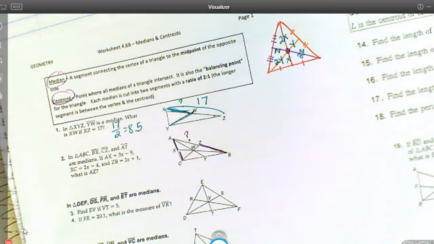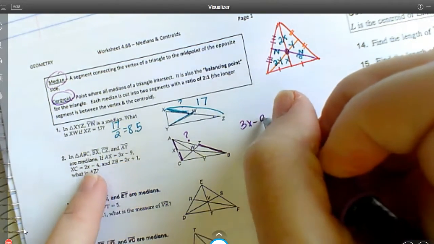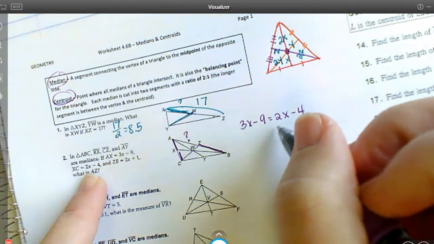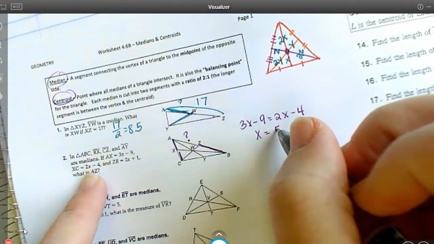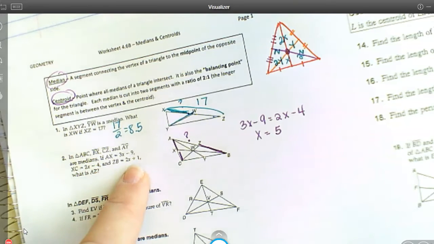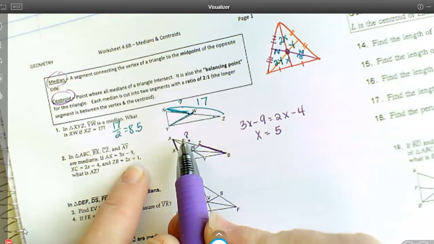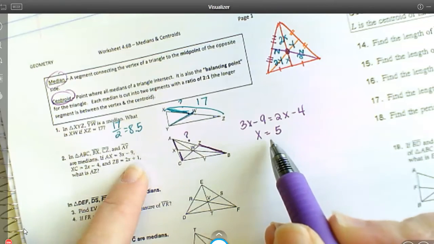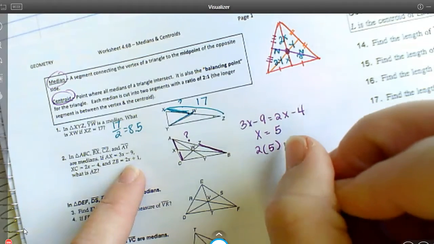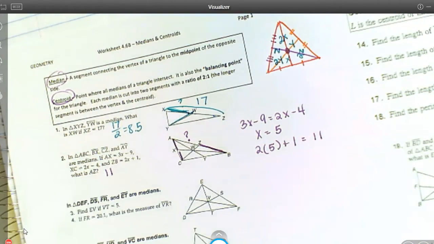So we're going to start with the two parts on the side that are equal. So we're going to start with 3x minus 9 equal to 2x minus 4. Subtract the 2x, add the 9. Okay, I haven't used the ZB yet, but if I can find ZB, I know that's the answer to AZ, because I know those are equal. I found x, so I just need to plug in that x into the ZB one. I get 11, so that means AZ is also 11.